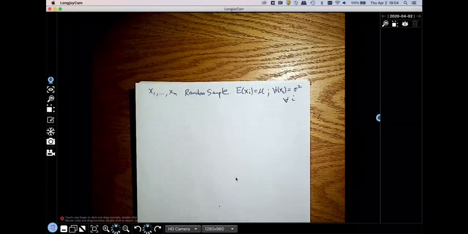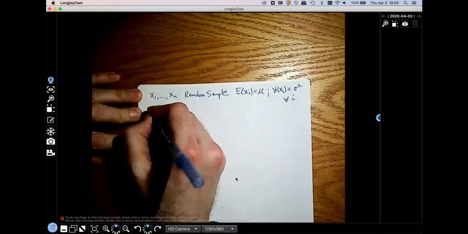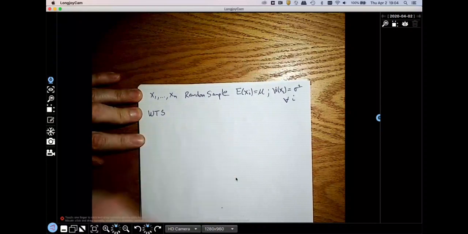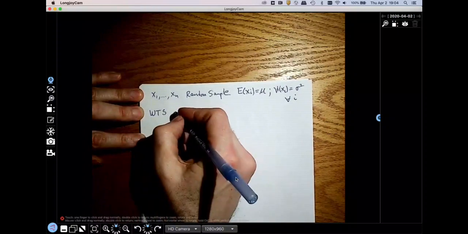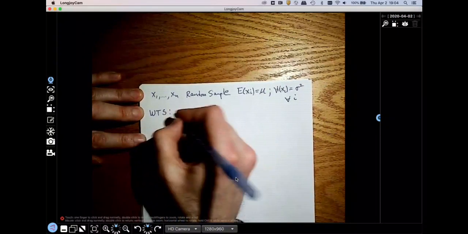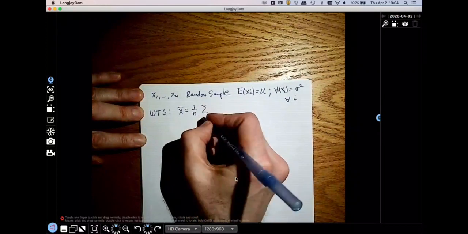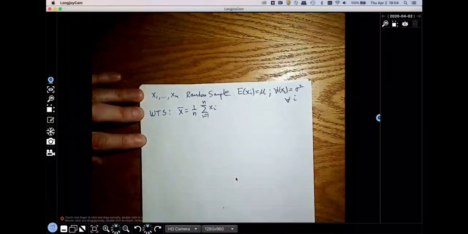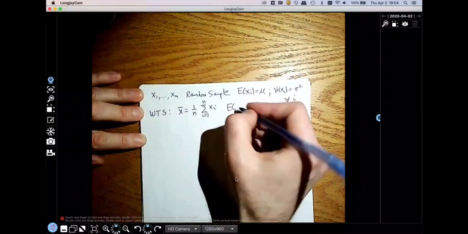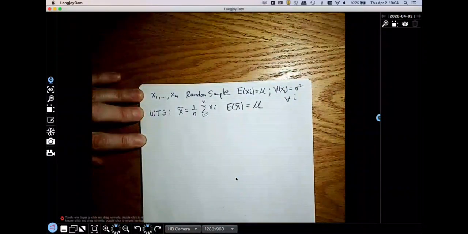Now, let's write out what we're trying to show. So I always like to say WTS for want to show. And so we want to establish that the sample mean, so x bar is the sample mean, and that's just the sum of my x_i's divided by n, that the expected value of this x bar is equal to mu. So that's what we're trying to show.